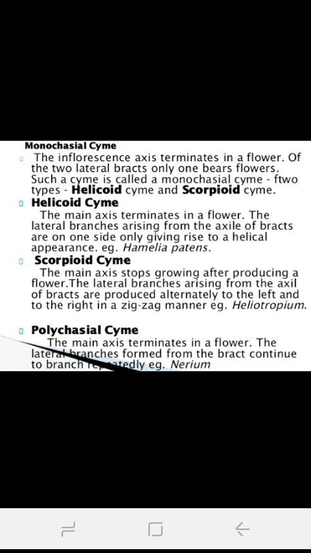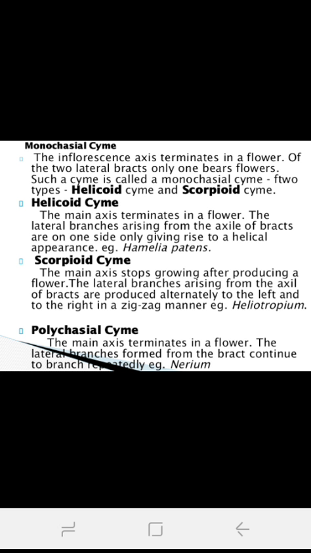Then monochasial cyme. The inflorescence axis terminates in a flower. Of the two lateral bracts, only one bears a flower. Such a cyme is called a monochasial cyme. So the axis ends in a flower, and below, on one side only, one bears a flower. So that is a monochasial cyme.